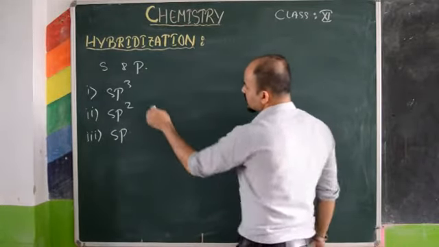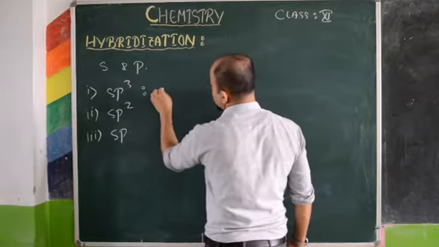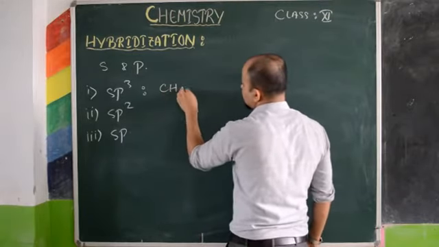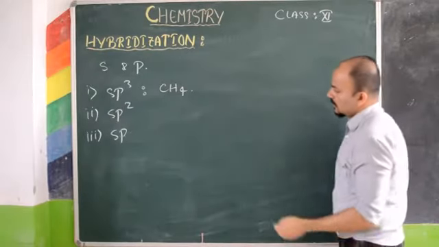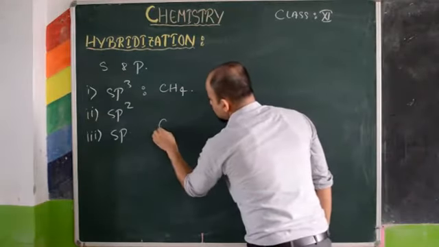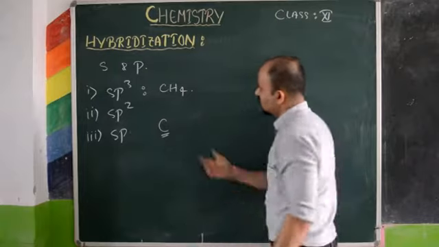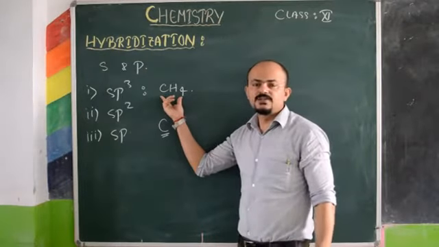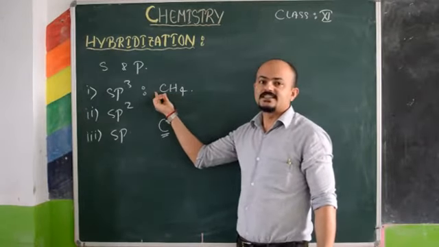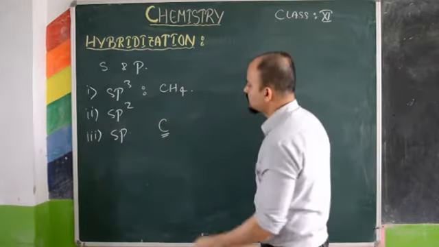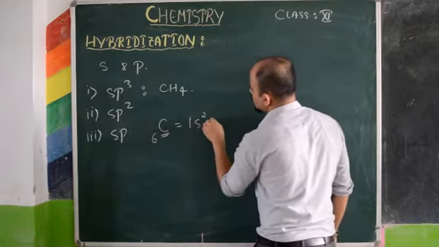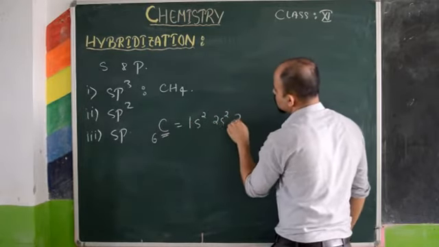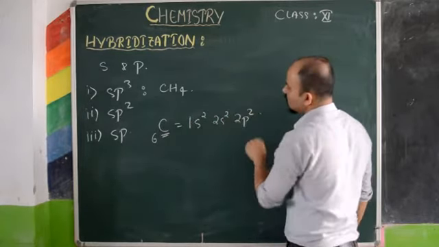In the case of sp3 hybridization, let's take the example of methane. Whenever you do hybridization, you have to take the central element. Here in methane, carbon is the central element. Its atomic number is 6, so write its electronic configuration: 1s2, 2s2, 2p2.